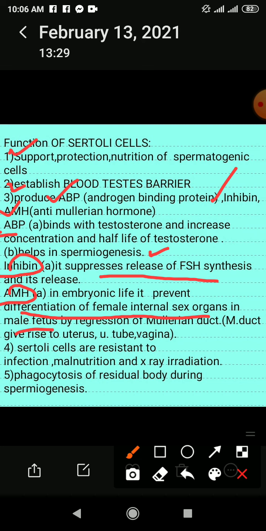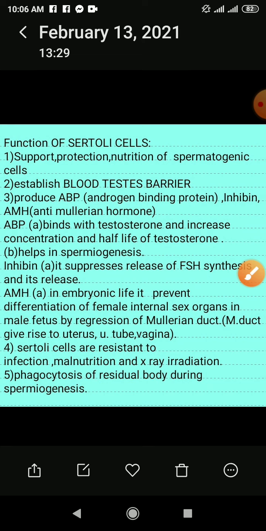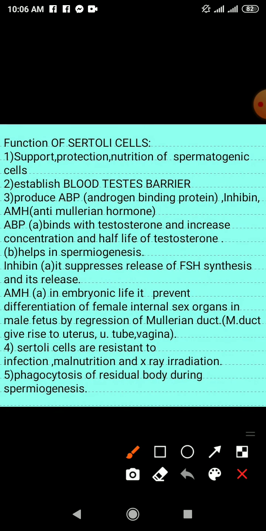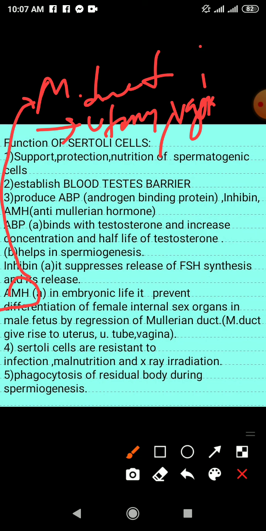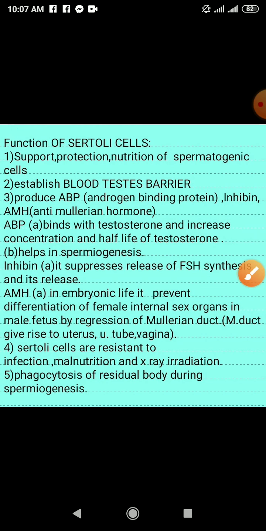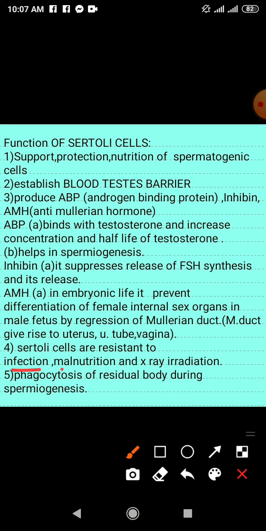As we know, from the Mullerian duct there is development of the internal female genitalia, that means uterus, fallopian tube, vagina, etc. So anti-Mullerian hormone means a hormone that acts against the Mullerian duct. So there will be no Mullerian duct, no formation of the uterus and vagina in the male. And Sertoli cells have some special property: they are resistant to infection, malnutrition and X-ray radiation. And they cause some amount of phagocytosis.